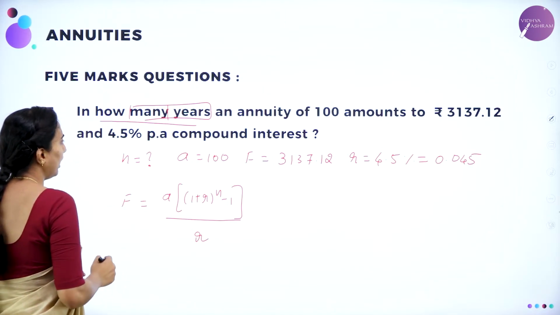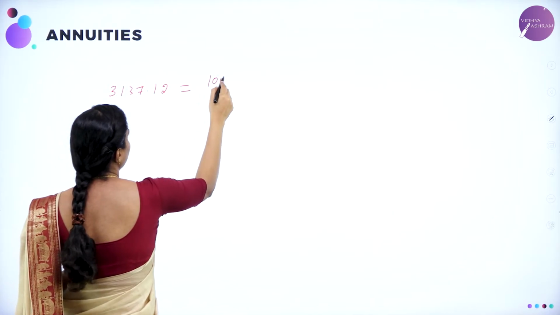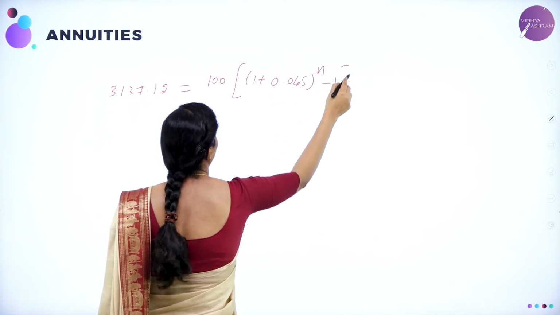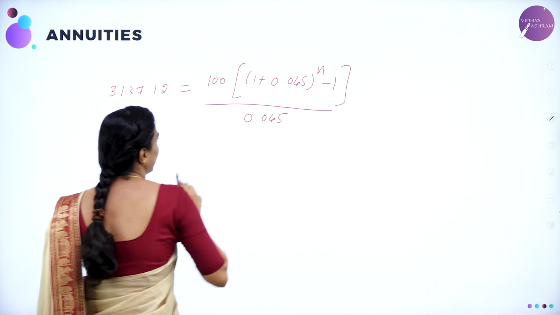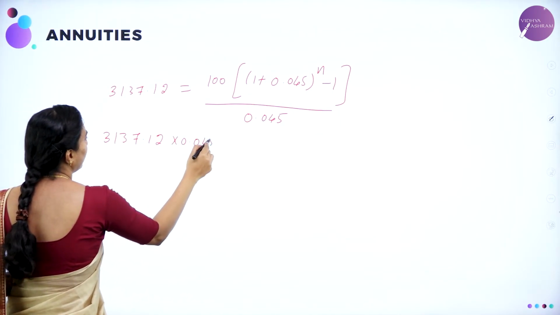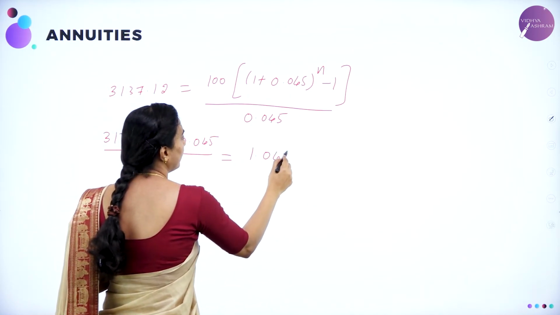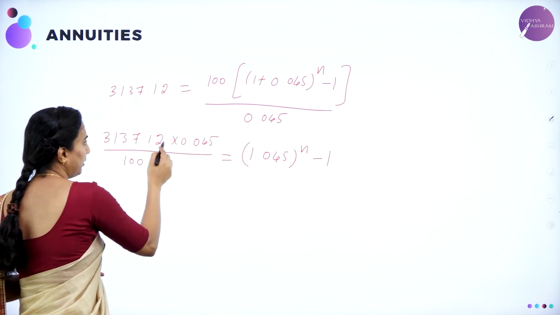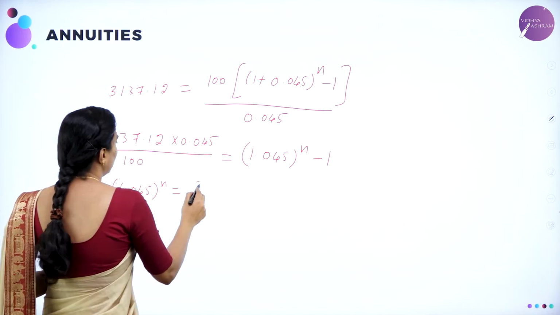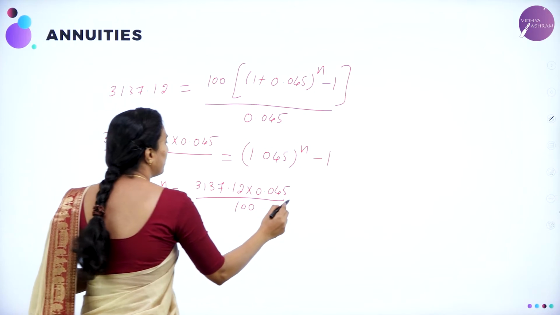By substituting here, F is nothing but 3137.12, which is equal to A, which is 100, into (1 plus R, which is nothing but 0.045) whole to the power of N, we don't know, minus 1, divided by R, which is 0.045. Now here, cross multiplication: 3137.12 into 0.045 divided by 100 is equal to 1.045 whole to the power of N minus 1. Already we have cross multiplied here, so minus 1 we bring to this side. What happens? 1.045 whole to the power of N will be equal to 3137.12 into 0.045 divided by 100, plus 1.